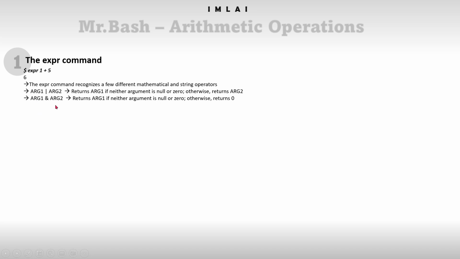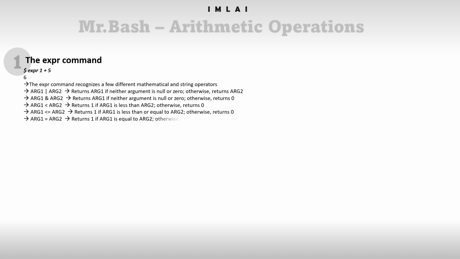Similarly, argument 1 and argument 2, this is again for the AND logic. So these are different logics, these are logical gates. And if you use a less than symbol, it's again another logic. Argument 1 less than argument 2 returns 1 if argument 1 is less than argument 2, otherwise it returns 0. Argument 1 less than or equal to argument 2 returns 1 if argument 1 is less than or equal to argument 2, or else it returns 0. These are all different logics.